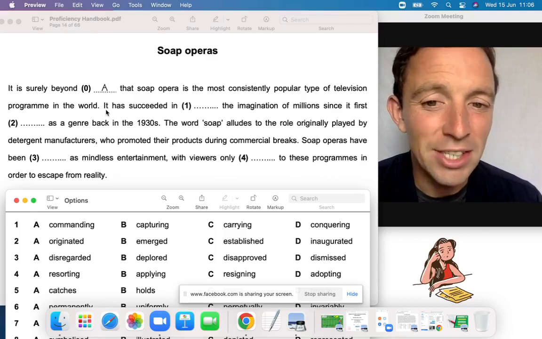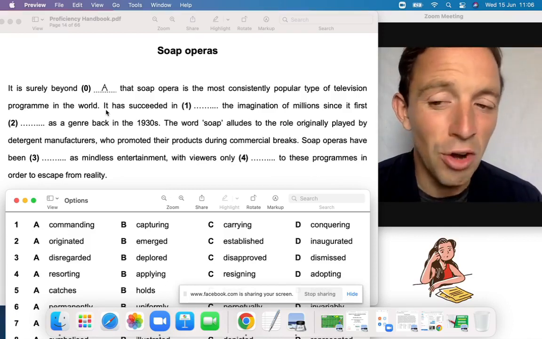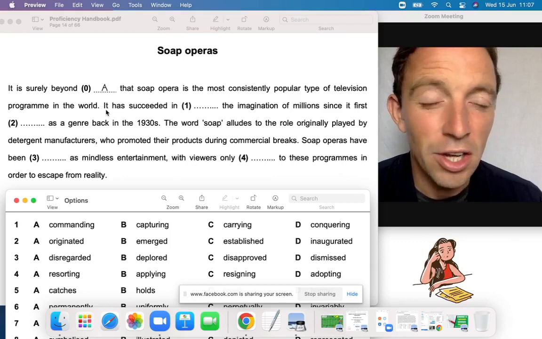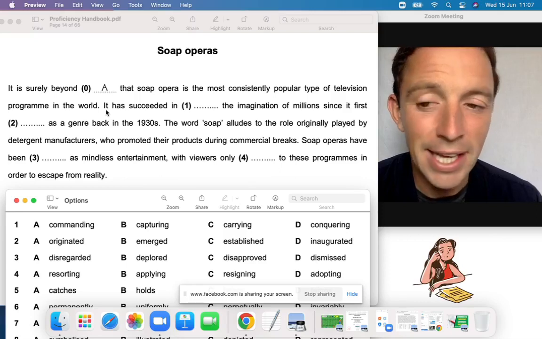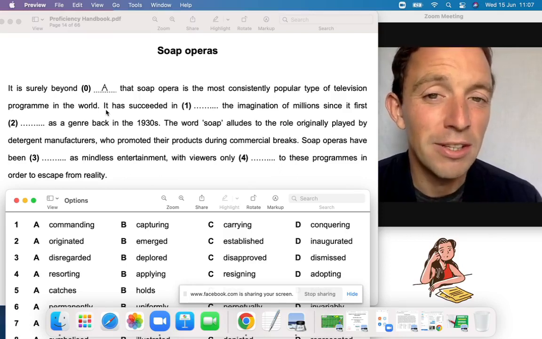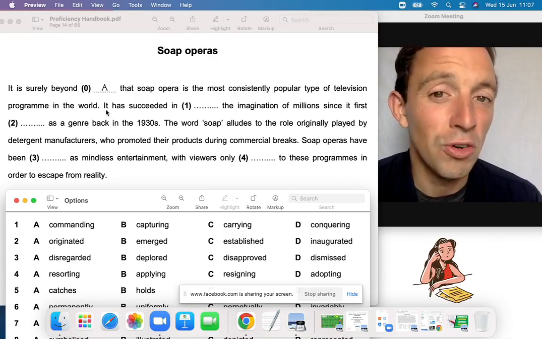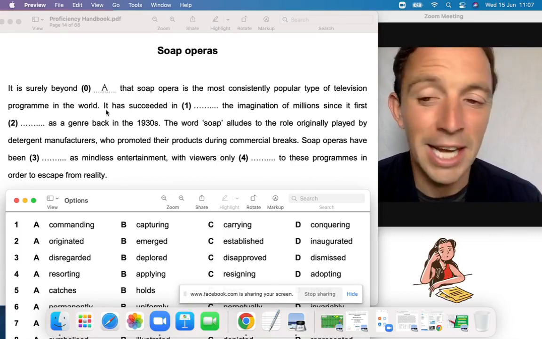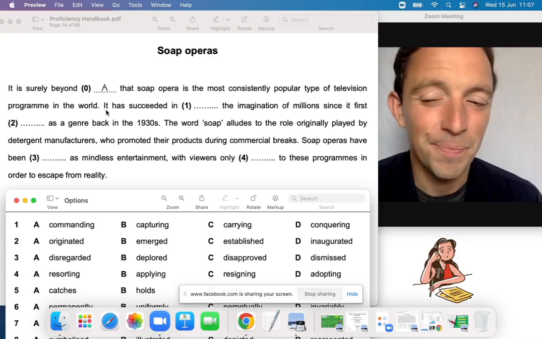So the soap opera has succeeded in something the imagination of millions since it first something as a genre back in the 1930s. The word genre is important for pronunciation. It's probably a French word originally, I think, and the pronunciation continues to be in a French way, even in English. So we normally say a genre for this pronunciation of the word, and it's like a category of music, a category of movie. What is your favorite genre of book?